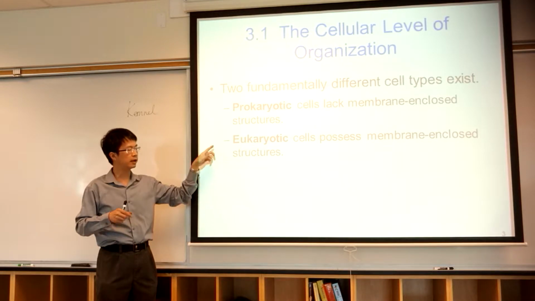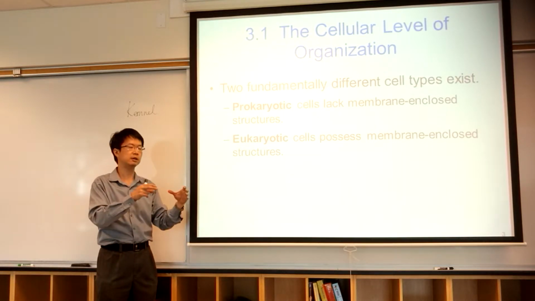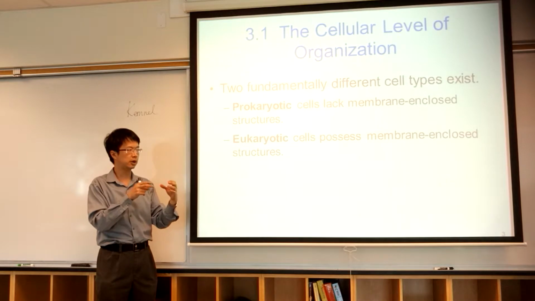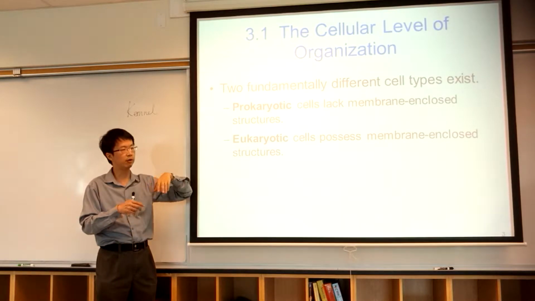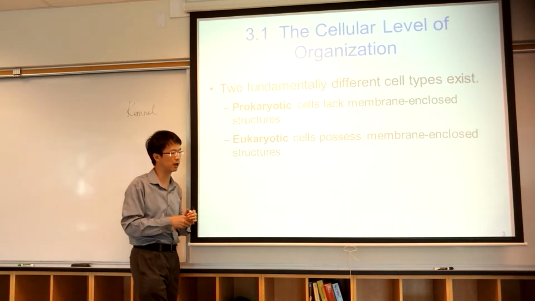So remember, inside a cell, we have different organs, different structures. If they have a membrane surrounding, then we call it a eukaryotic cell. Prokaryotic cells, they have organs, but they don't have a membrane surrounding.